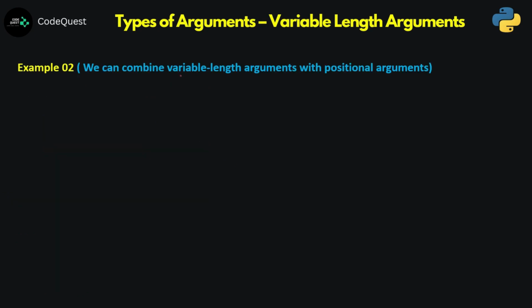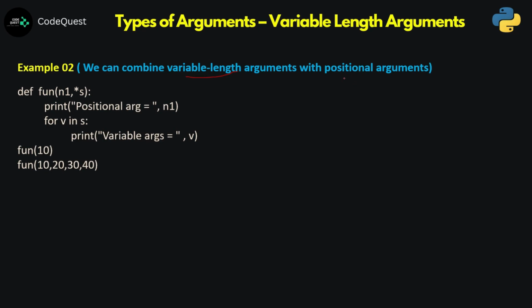Now, along with this variable length arguments, we can also combine positional arguments. Let's see this. We are defining a function, say fun. n1 is a positional argument, and this asterisk s indicates that this is a variable length argument. Here I am trying to print the value of this positional argument, and based upon what this variable length argument refers to, I am going through that particular list of items, and we are displaying variable args followed by v.